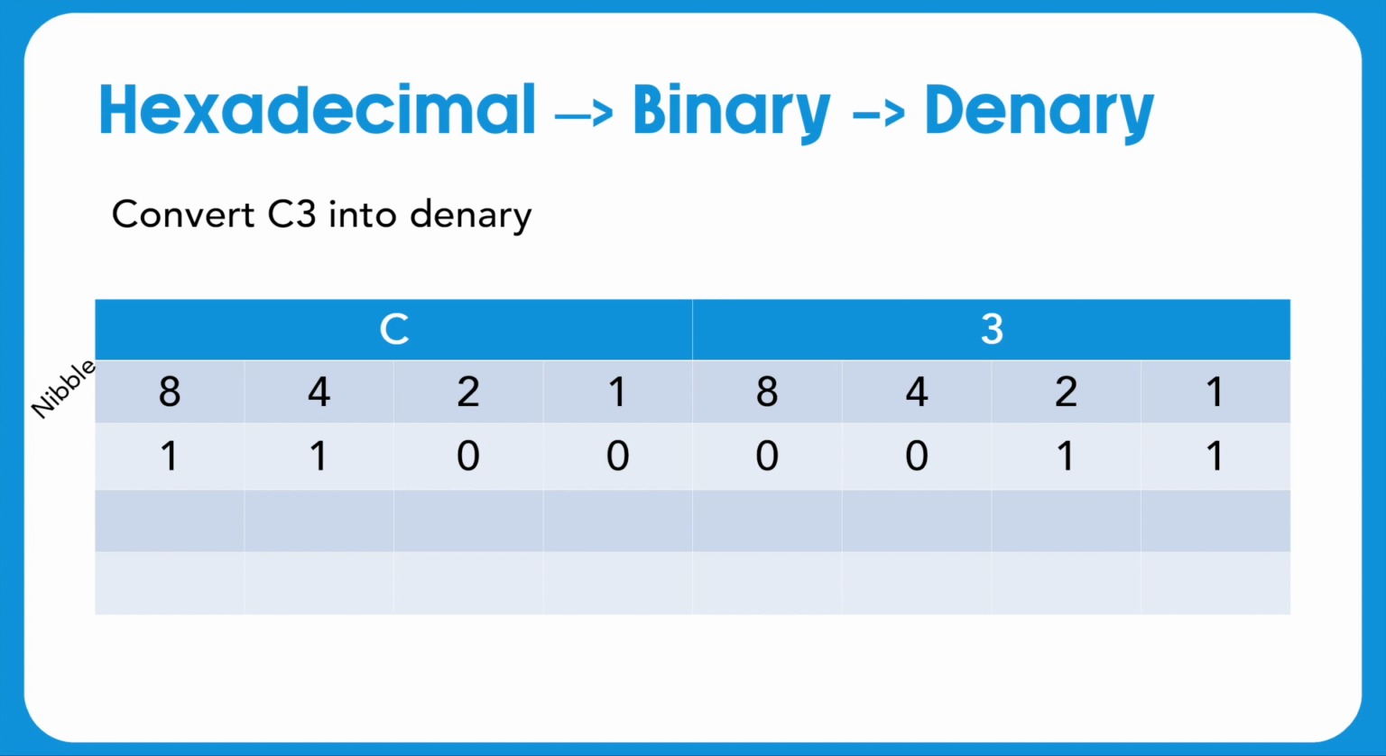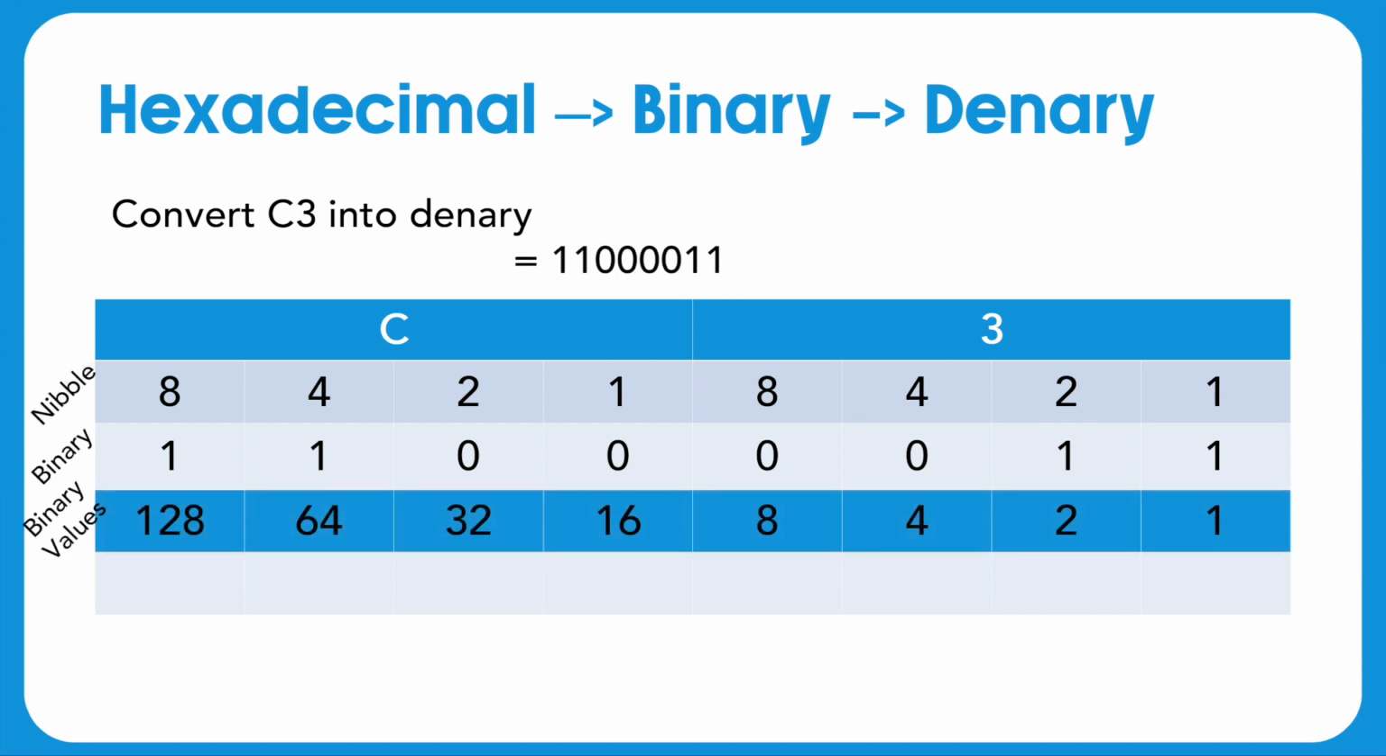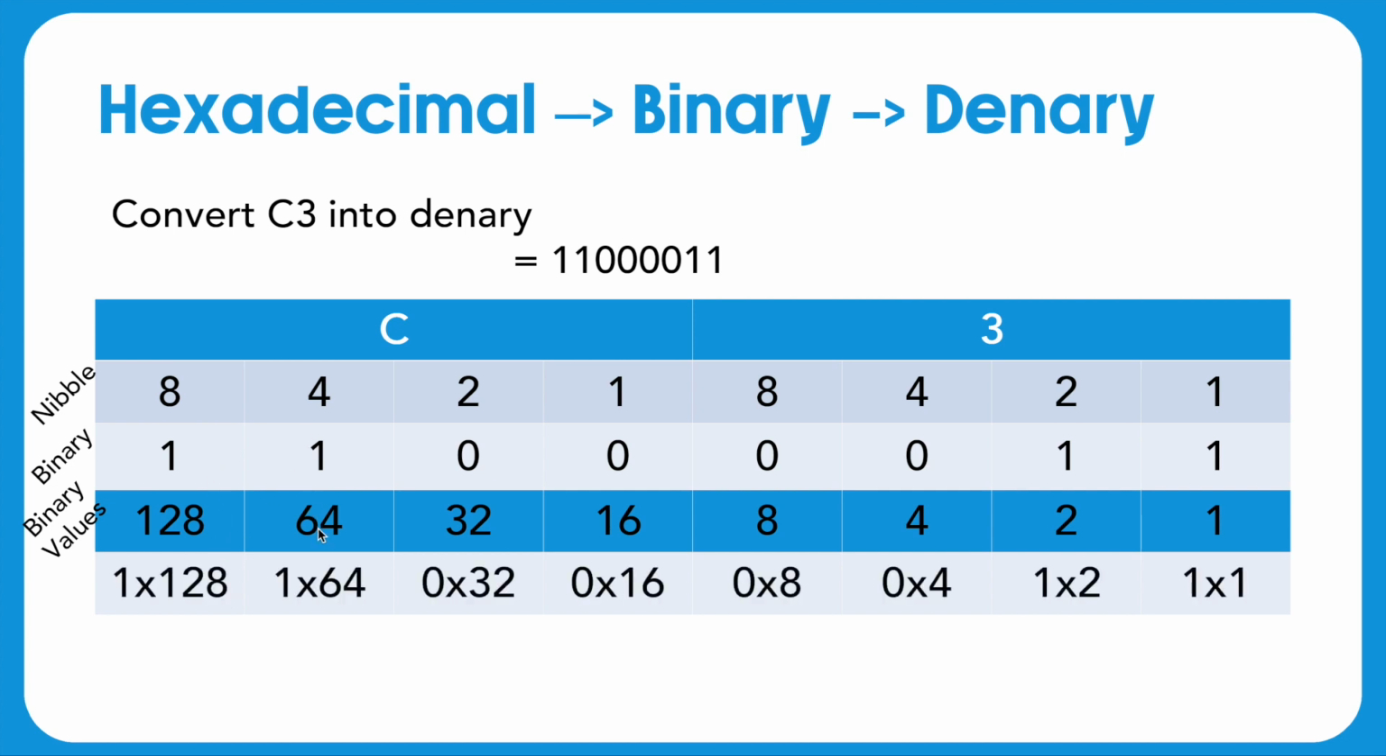So if we combine these two nibbles, or these two halves of the table, into one 8-bit binary number, we get the binary representation of the hex number C3, which is 11000011. We can then convert this number to decimal by using the steps we covered in the last video. We do this by writing out all of the binary values, so starting from the left, that's 1, 2, 4, 8, 16, 32, 64 and 128. And then we multiply these values by the actual binary digits. Adding these up gives us 195, which means that the hexadecimal value C3 is 195 in denary.